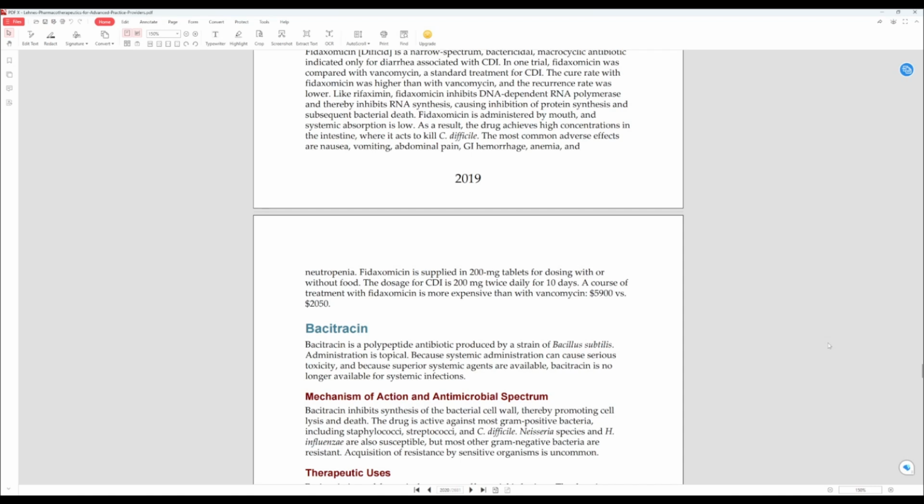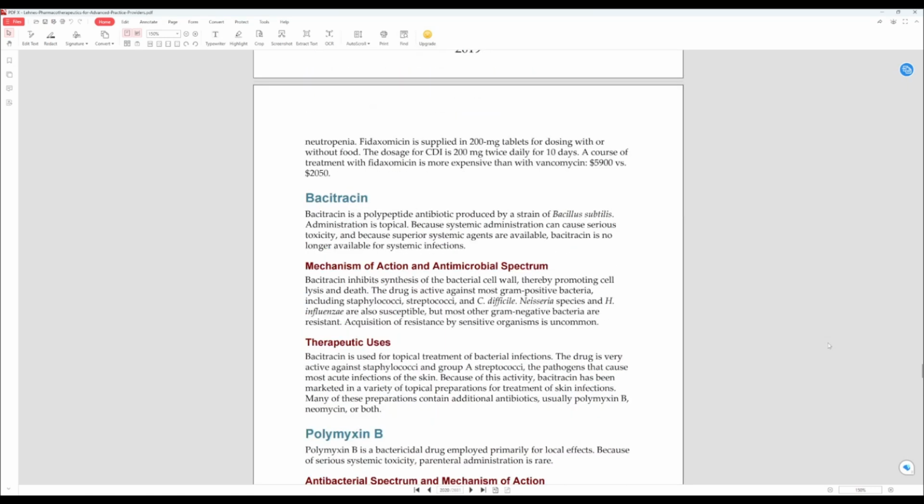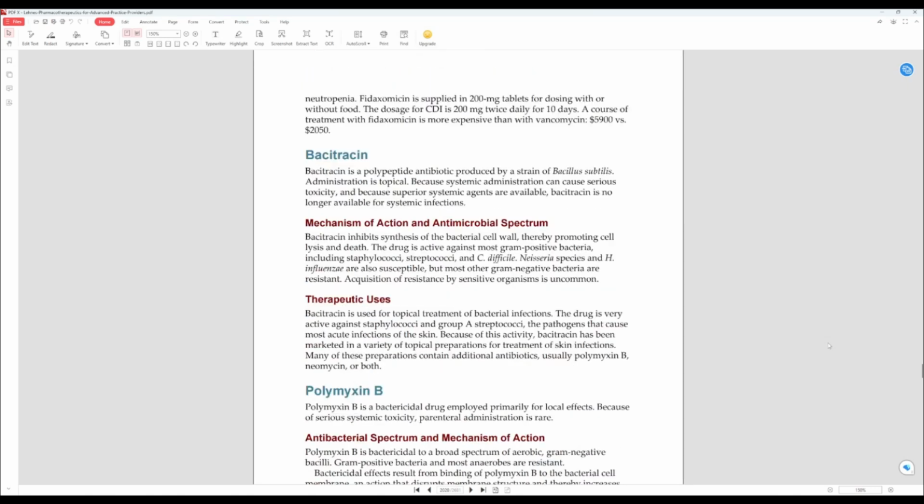Fidaxomicin is supplied in a 200 mg tablet for dosing with or without food. For C. diff, 200 mg twice daily for 10 days is enough. A course of treatment with fidaxomicin is more expensive than with vancomycin. And just to compare the cost back in 2015, it was $5,900 versus $2,050.